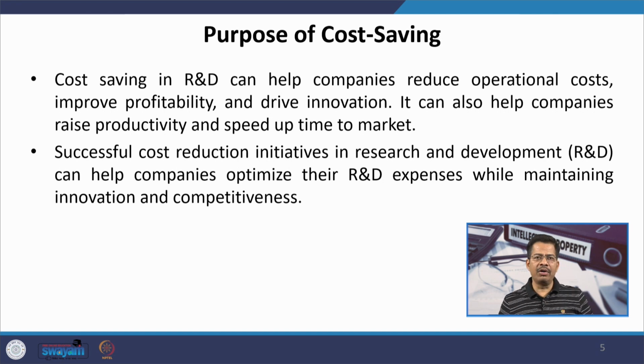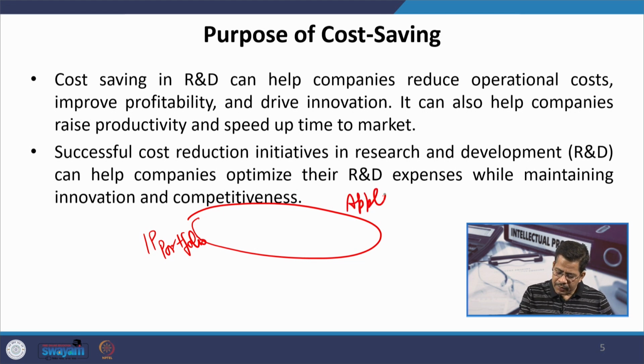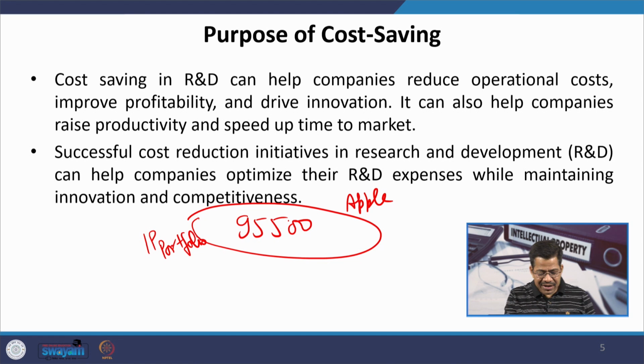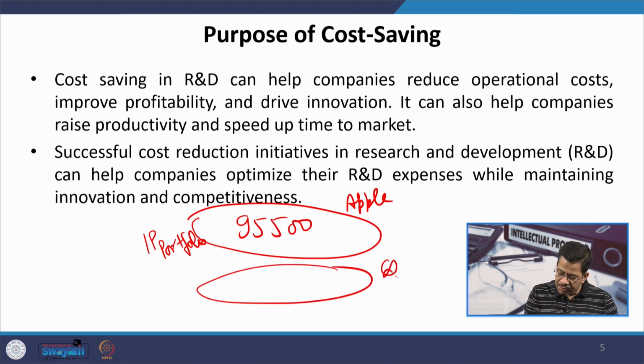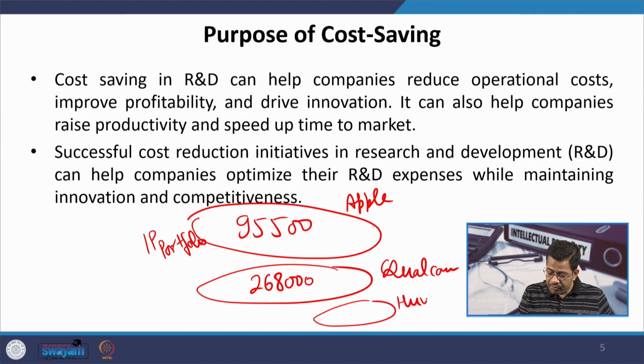Now you have already understood the purpose of cost saving, because organizations have a large amount of IP portfolio. Like we discussed about Apple, it has somewhere around 95,500 IPs. We discussed about Qualcomm, it has around 2,68,000 IPs, and we also discussed companies like Huawei, which has 1 lakh plus IPs.